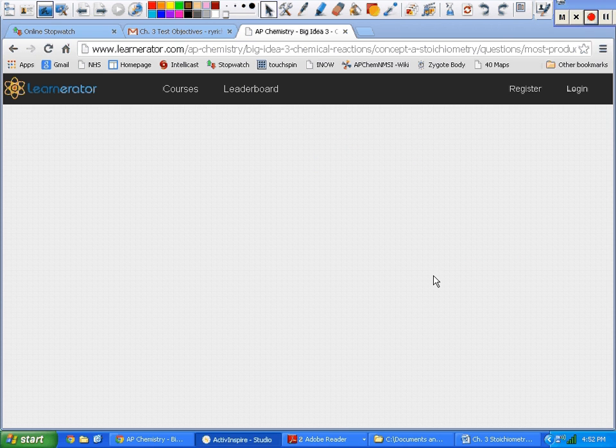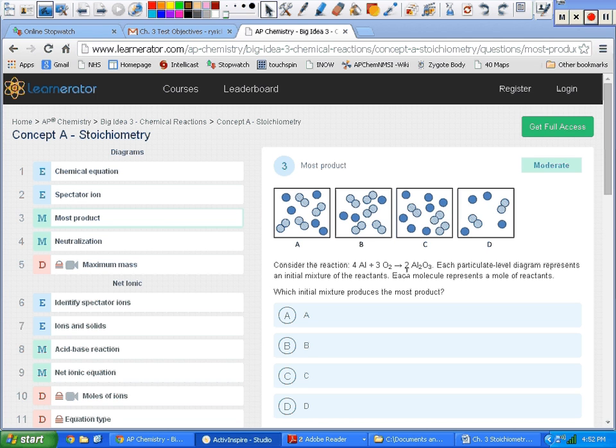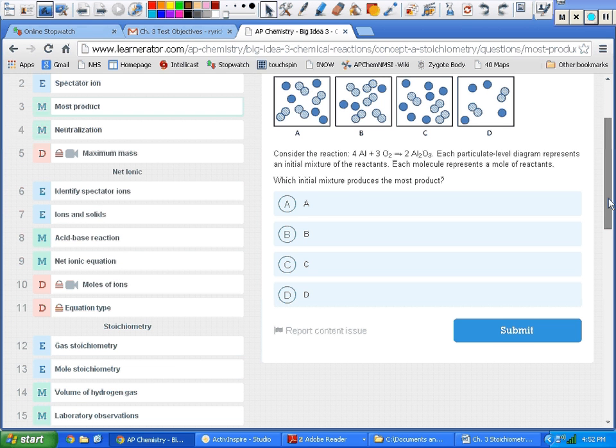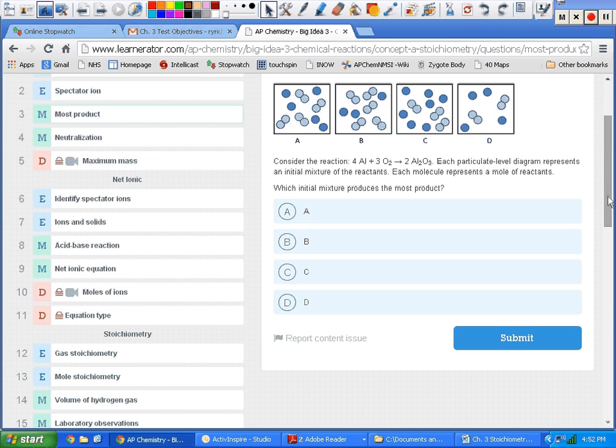This is what I want you to see. Wink, wink, hint, hint. You need to pay attention to this one. You need to pay attention to something like this. Here is the particular reaction. It's 4 aluminums plus 3 oxygens makes 2 aluminum oxides. Okay? So for every 4 aluminums and 3 oxygens, you get 2 aluminum oxides.